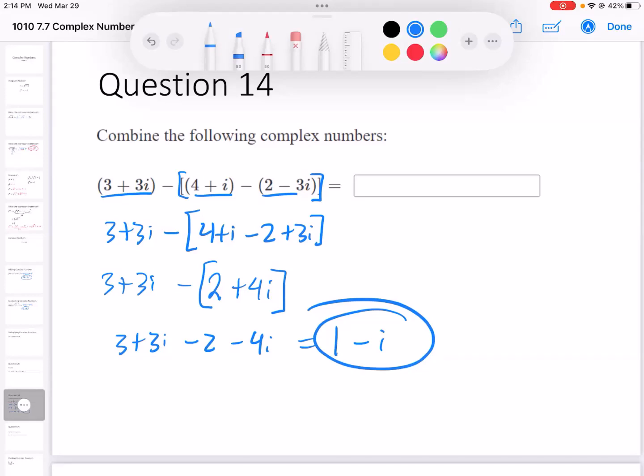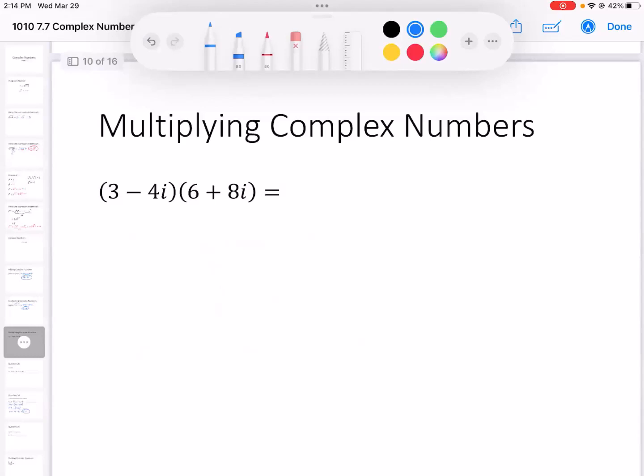All right. So we've talked about addition and subtraction. Let's talk about multiplication. Based on the fact that you can basically treat imaginary numbers as if they were variables, what do you guys think the first step would be? Or how do you think we would multiply complex numbers? Yep, we would FOIL, because if these were x's instead of i's, you would just FOIL them, right?